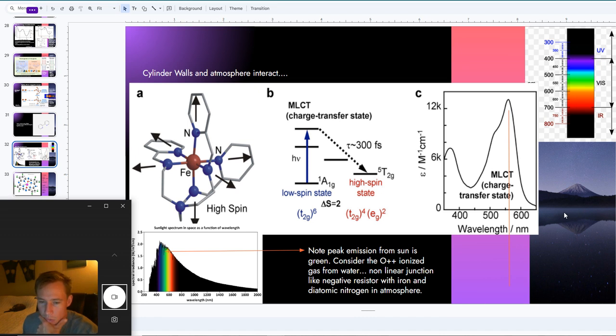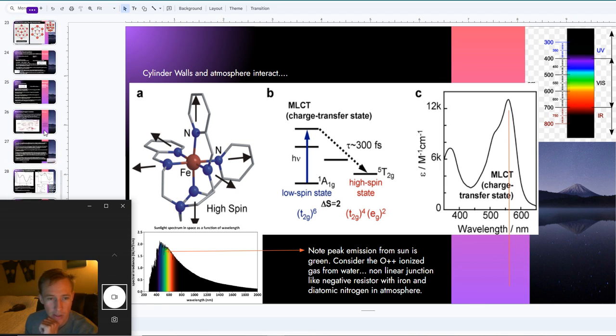Okay, so note the peak emission from the sun is green in intensity, and consider the doubly ionized oxygen gas is green, and it's coming from water. You know, the oxygen, the negative part, the grounded part, the part that hits the cuprous oxide maybe, a nonlinear junction like a negative resistor that is basically forcing a bunch of current through it because it already has voltage. You see, the water creating a water hammer effect can create hundreds of volts. And I show that earlier in my slides.